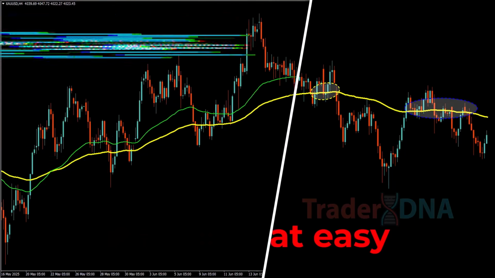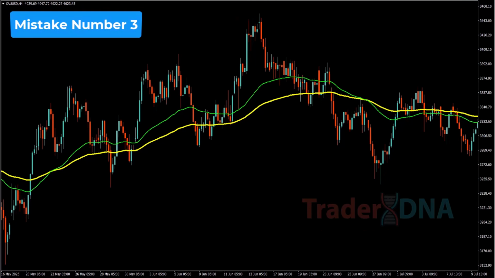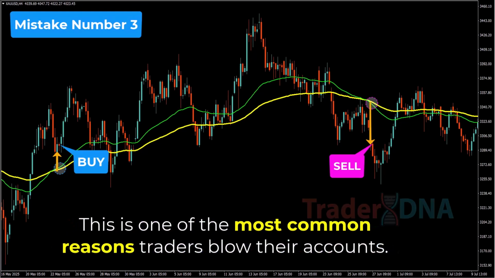And reason number 3, this one is the most dangerous. They see 2 moving averages cross each other and instantly think, boom, that's my entry. Big mistake. In fact, this is one of the most common reasons traders blow their accounts. The crossover doesn't always mean a new trend is starting. Sometimes it's just noise before another reversal.